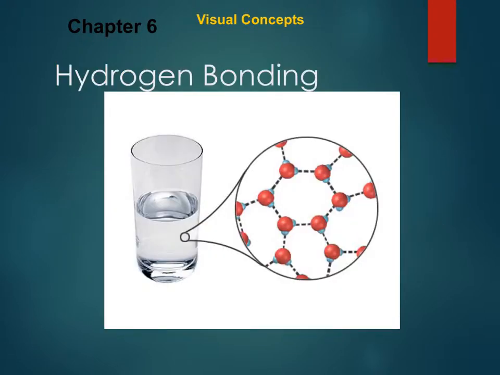Here's an image of what hydrogen bonding looks like within your glass of water. You can see the red dots and the blue dots. This is a water molecule. And so you have lots of water molecules. And then you have these dashed lines here, and they represent all the hydrogen bonds that are occurring. And you can see that they're all over the place. And that allows the water to have really strong attraction to each other.